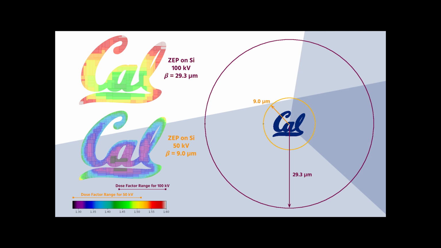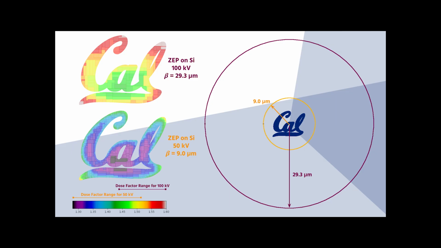This also helps explain why the 50 kV version has smaller shapes at the edge of the logo. For a beta of 9 microns, this design fills a larger proportion of the circle, so the features near the edges will have more dose variation. Consequently, the shapes need to be smaller to account for that variation.